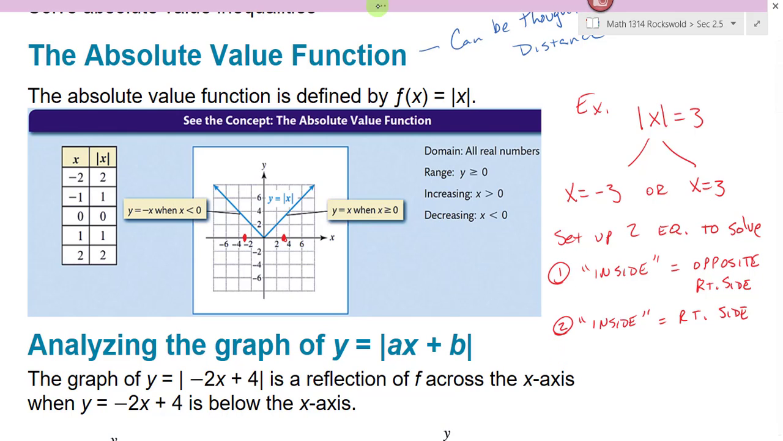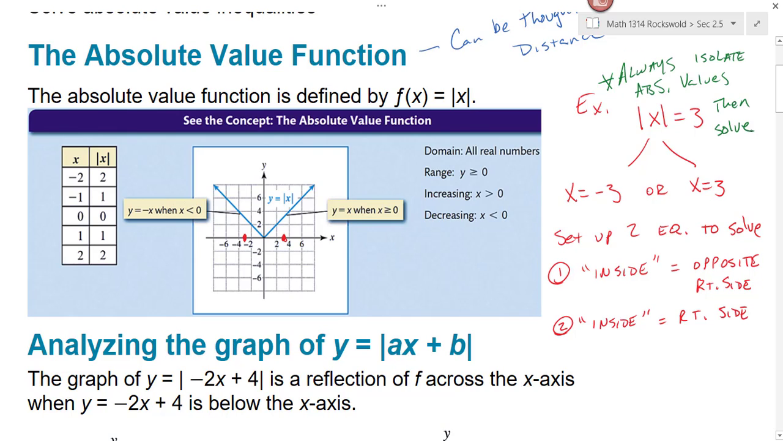You've got to begin by getting the absolute value bars by themselves. You always want to isolate the absolute values. Can an absolute value be equal to a negative number? No. So if after you've isolated the absolute values you have an absolute value equals a negative, you would just stop and say no solution.